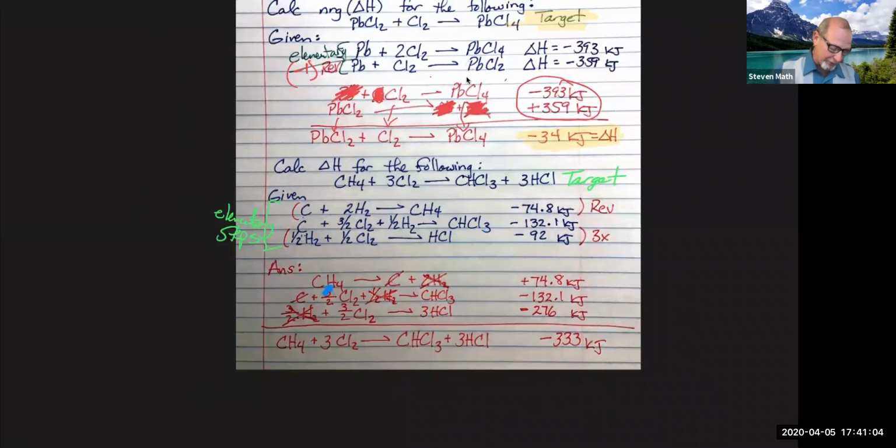The first reaction gets reversed, rewrite it, and change a negative 74 to a positive 74. The second one I leave the same, I just rewrite it. And the third one, I multiply it by 3, so 1/2 times 3 is equal to 3 halves, and 1 is equal to 3, and 3 times negative 92 is negative 276.